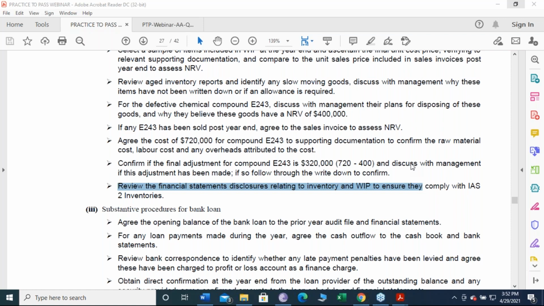I would like to get written representation from the management specifically regarding that particular consignment, that they truly believe that the value is 400,000, not below that. So you should get written representation specifically about that defective chemical, because what is written representation? It's a written confirmation from the management. When do you obtain it? When there is no other evidence, and the evidence is only contained within the brain of the management. So yes, you would like to get written representation from the directors regarding that defective chemical and the NRV. Well done.